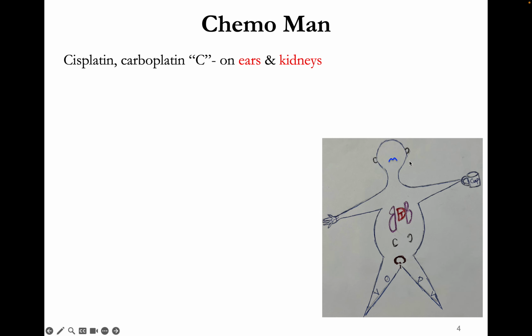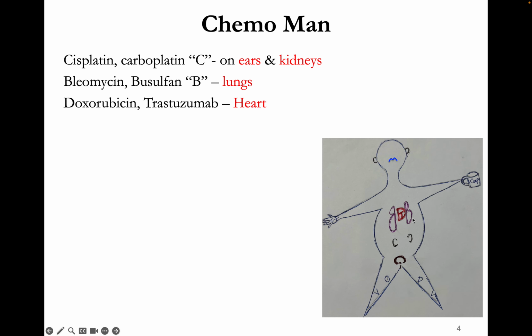That's why it shows cisplatin and carboplatin. Then Bleomycin and Busulfan. Did you see that in the lung, BB? So these cause pulmonary fibrosis. Then the next drug, Doxorubicin and D and T, Trastuzumab. Both can cause cardiotoxicity and related to heart.